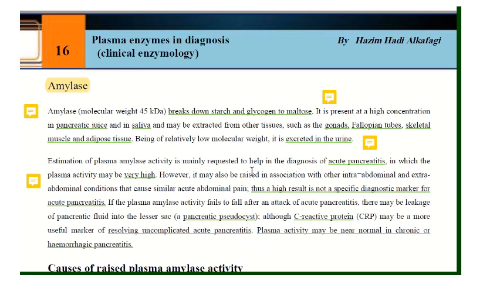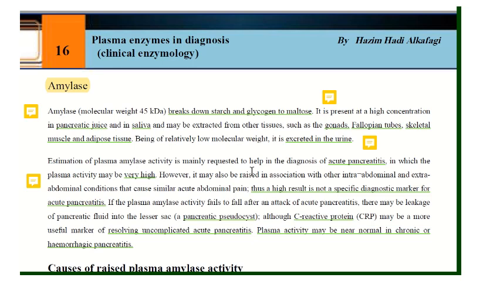قلنا أنه estimation of plasma amylase activity is mainly requested to help in the diagnosis of acute pancreatitis. وقلنا في هذه الحالة أنه plasma activity ربما تكون very high، ولكن ربما أنه يرتفع in association with other intra-abdominal or extra-abdominal conditions اللي تسوي similar acute abdominal pain. ولهذا high result is not a specific diagnostic marker for acute pancreatitis. النتيجة العالية هي ليست a specific diagnostic marker for acute pancreatitis.